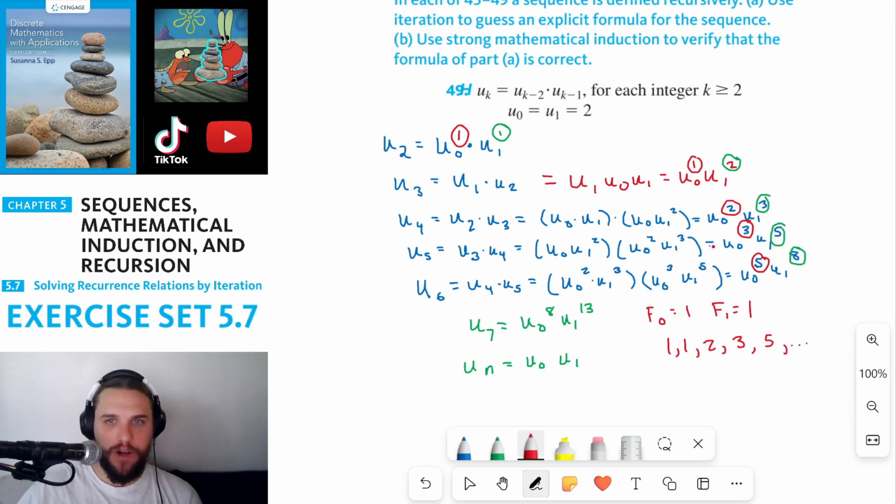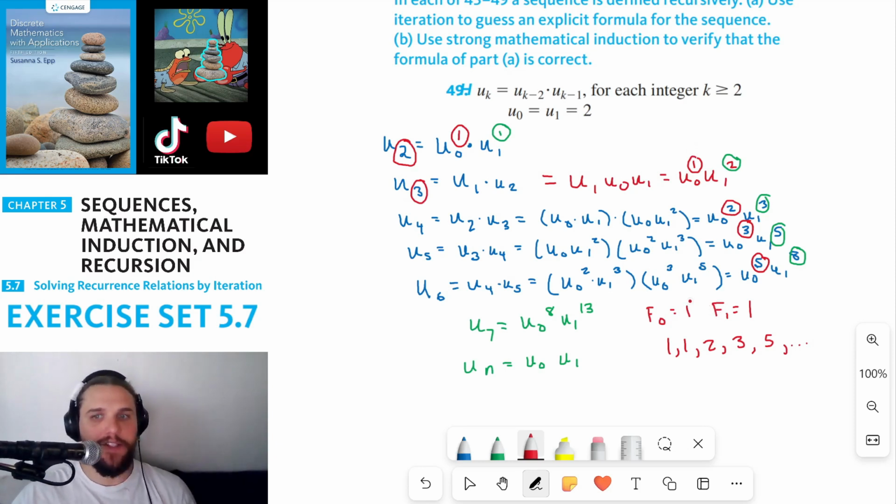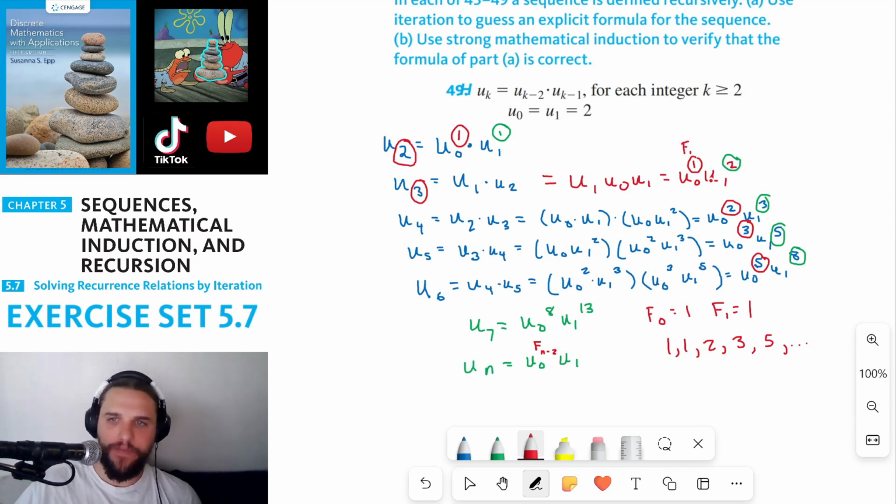Let's start with u sub 0. When the index is 2, then the exponent to u sub 0 is the first Fibonacci number, which corresponds to f sub 0. And then when the index is 3, we get the second Fibonacci number, which corresponds to f sub 1. So whatever the index value is, it looks like the exponent to u sub 0 is f sub n minus 2. So that if the index is 3, then we would use f sub 1 here, which that index is 2 less than this index.